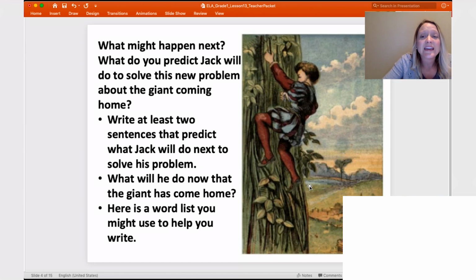Here, come quick and jump in here. And she hurried Jack into the oven just as the giant came in.